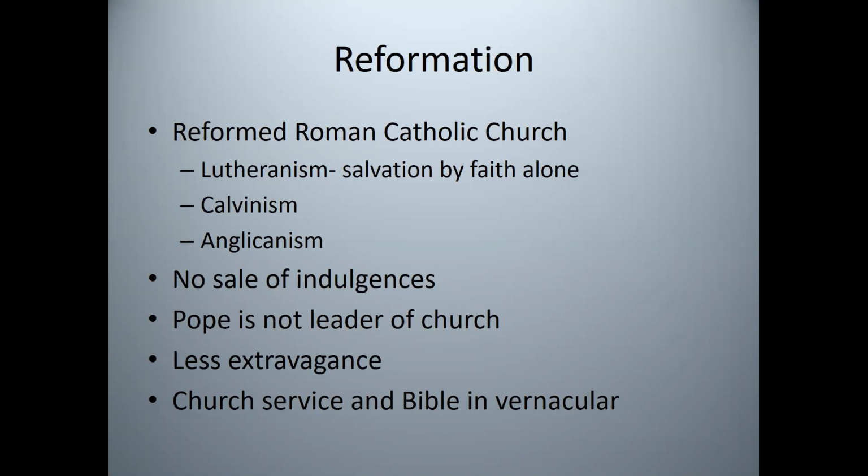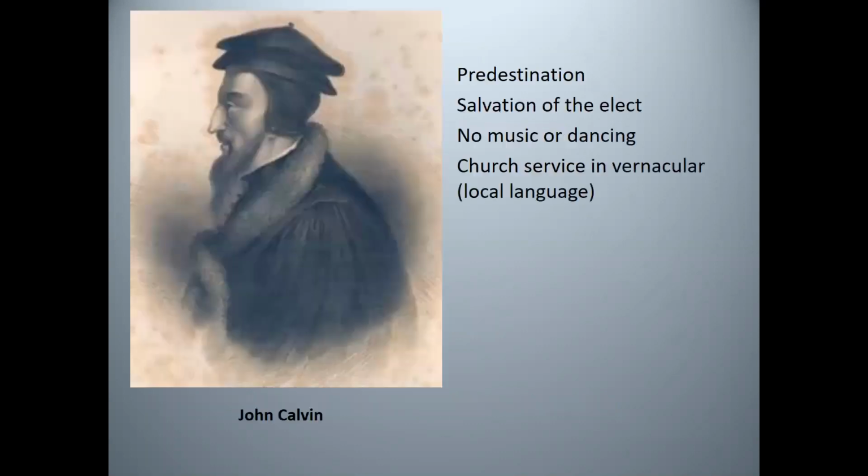Protestant churches had the following characteristics. There was no sale of indulgences. The Pope is not the leader of the church. There was less extravagance. The church service and the Bible were in the vernacular. Protestant reformer John Calvin believed in predestination, the idea that your salvation was decided, predestined at birth. Only the elect would be saved. Music and dancing were not allowed. The church service was in the local language or vernacular rather than in Latin.